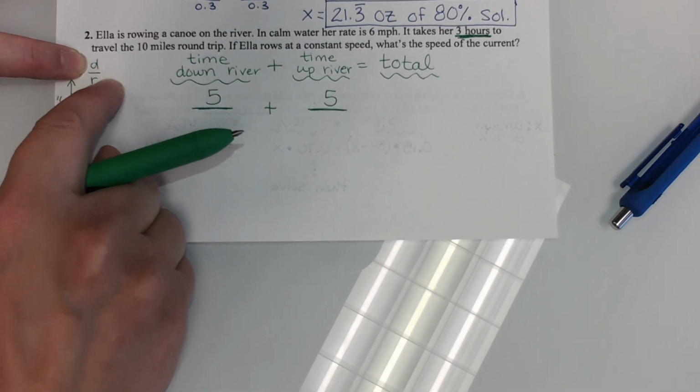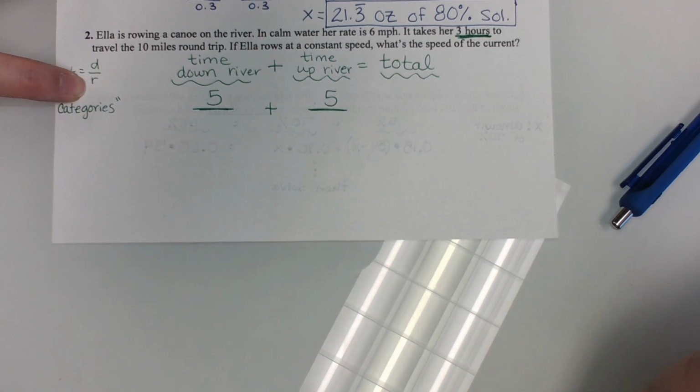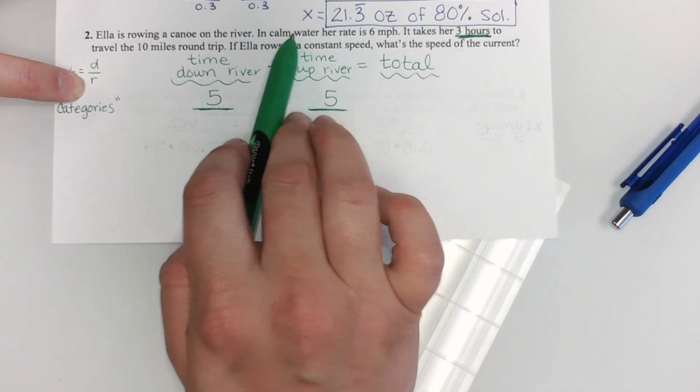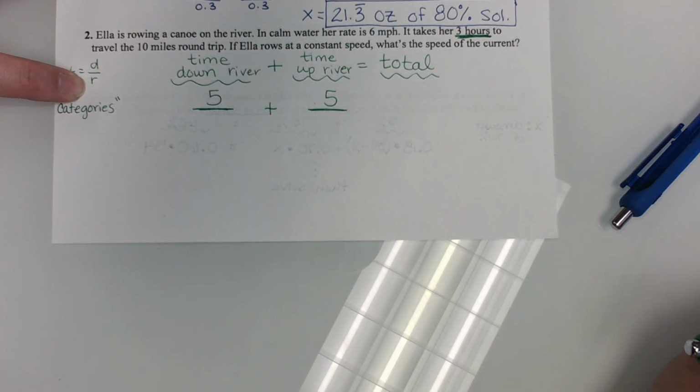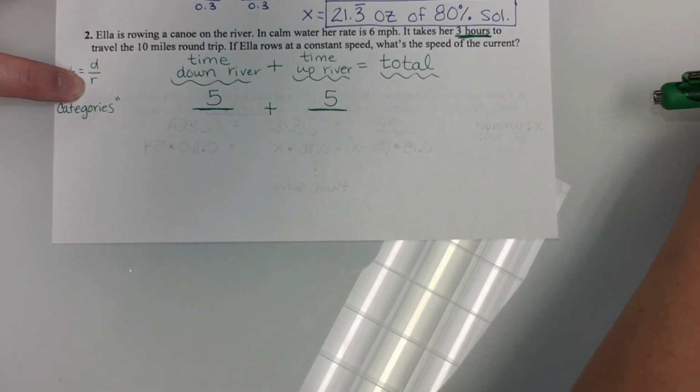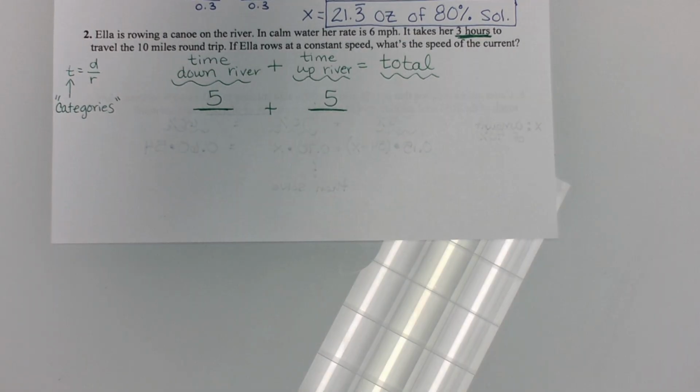Now I need to do their distances divided by their rates. What do we know about rate? Six miles per hour is her speed in calm water. Is a river calm water? No. But here's the other thing I know about rate. It asks about the speed. What's the speed of the current?